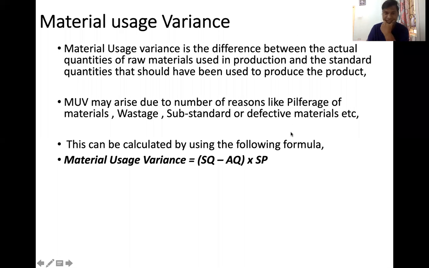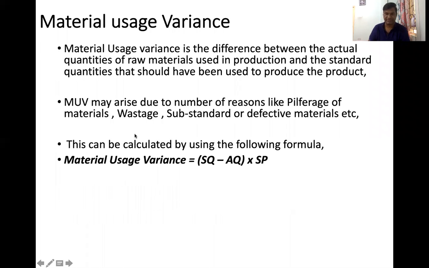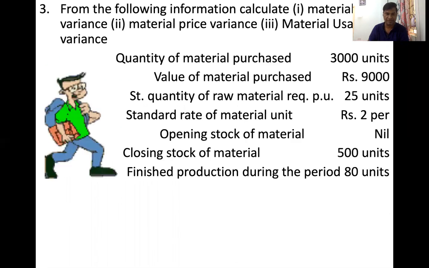Yeah. The usage variance is standard quantity minus actual quantity into standard price. This can be rewritten as: standard quantity into standard price minus actual quantity into standard price gives you usage variance. Then price variance is standard price minus actual price into actual quantity, or you can rewrite this as standard price into actual quantity minus actual price into actual quantity, right? This is material price variance. Just bring these equations and substitute the data given to us.